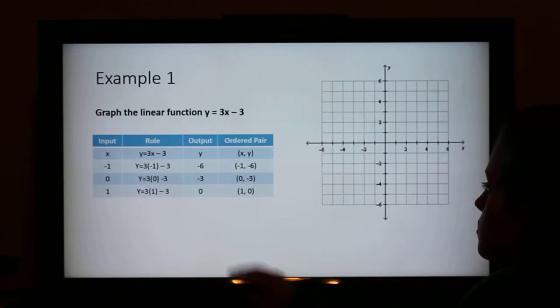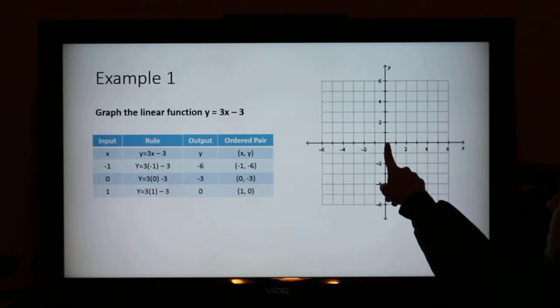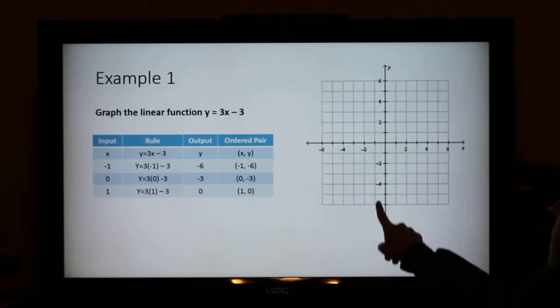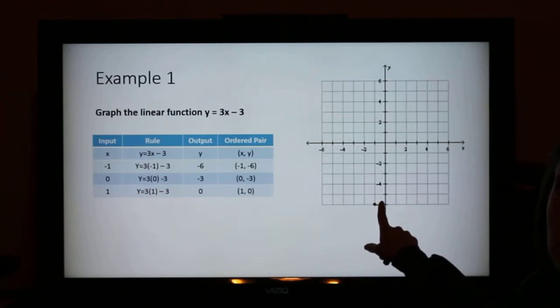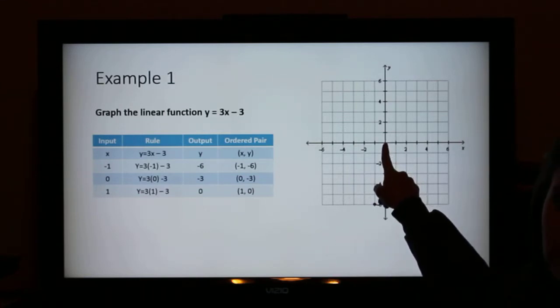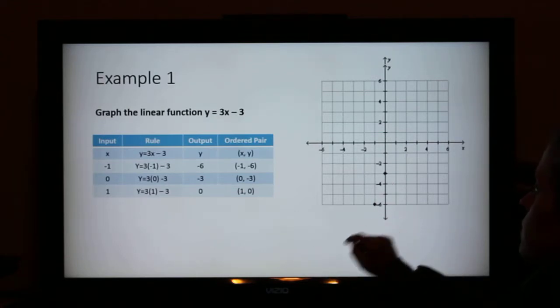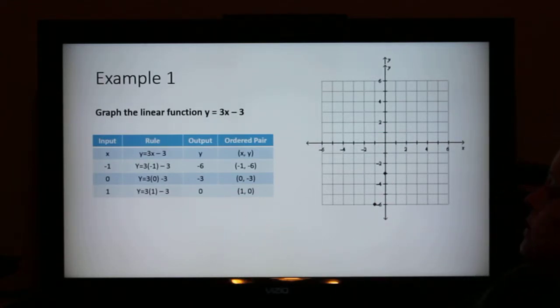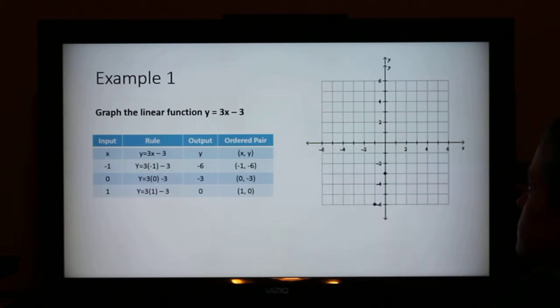Well, let's graph that first point here, -1, -6. I start at my origin. The -1 tells me to move left on the x-axis 1 unit, and then down 6. And I put a dot right there. The second point, 0, -3, tells me to stay put on the x-axis, and then to move 3 units down, so I would put a dot here at 0, -3. The final point, 1, 0, tells you to move 1 right on the x-axis, and then stay put at 0. And I would put a dot right there.